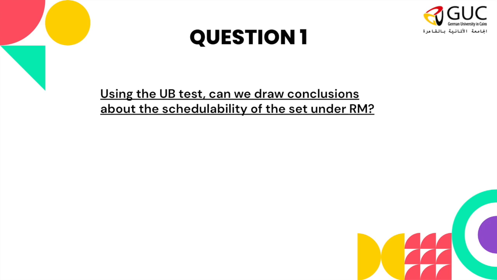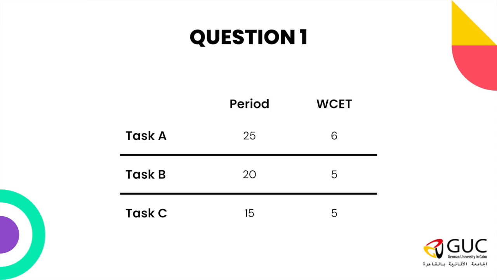Now, the question states, using the utilization bound or the UB test, can we draw conclusions about the schedulability of the set under rate monotonic or RM? So, in order for us to know whether this group of tasks, which is task A, task B, and task C, is schedulable under RM, can RM make sure that all of these tasks will finish executing before their deadlines and before the return of a new instance to the system? We need to perform some tests, and these tests are theoretical tests. Okay, they are calculation based tests.